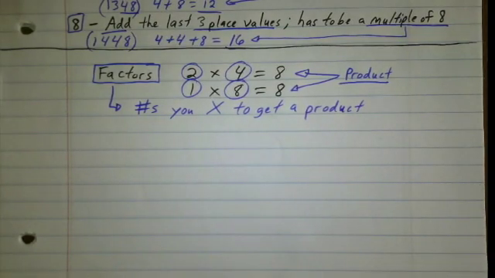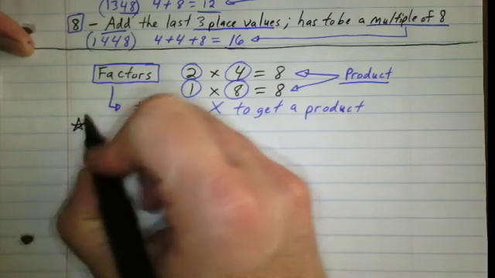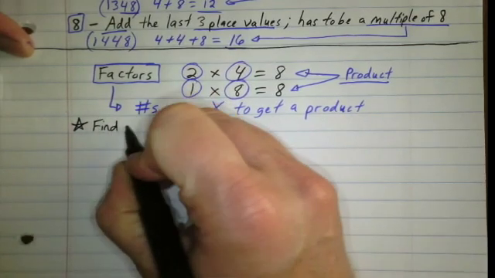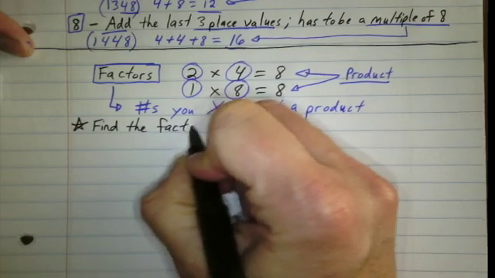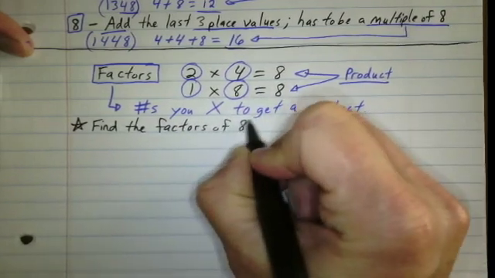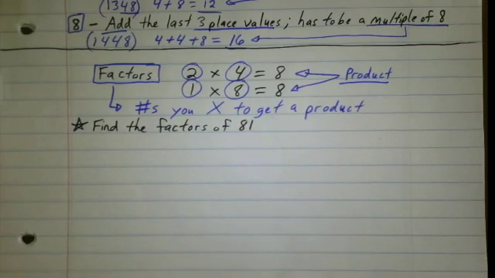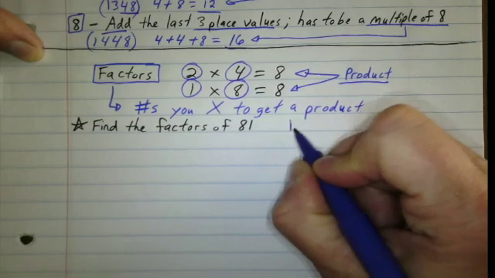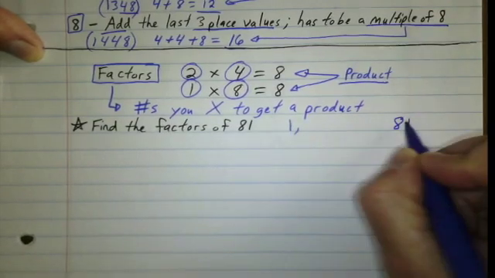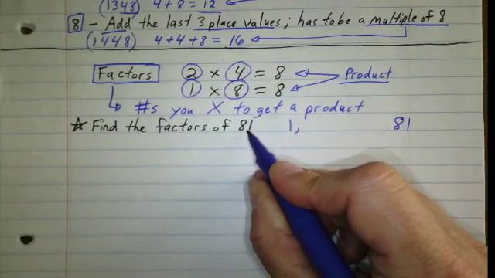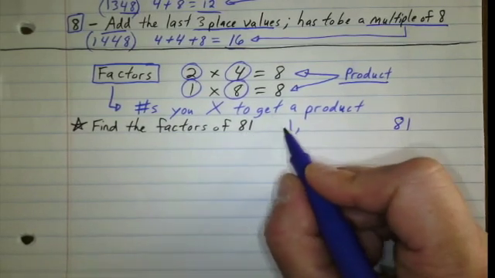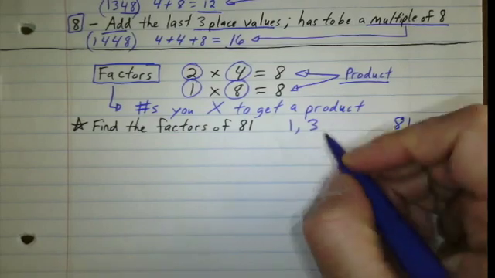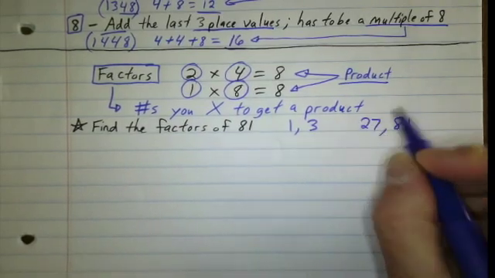So if I ask you to put a star here, here's my directions. Find the factors of 81. Then I'm asking you what numbers can you multiply to get 81. So I always like to start with 1 because 1 times anything you can get it. So one of the factors would be 1. The other one would be 81, like 1 times 81. And I'm looking, does 2 go into 81? No, it's not even. So I'm using my divisibility. Does 3 go into 81? It does. 3 times 27 equals that.